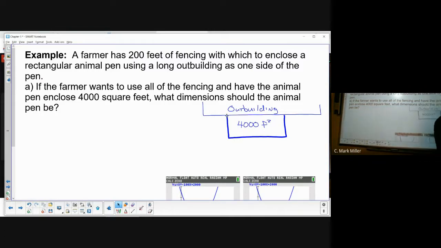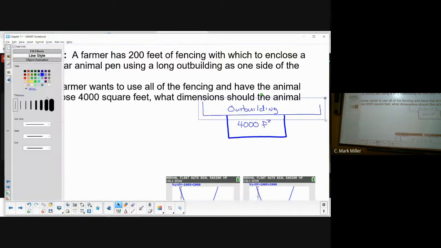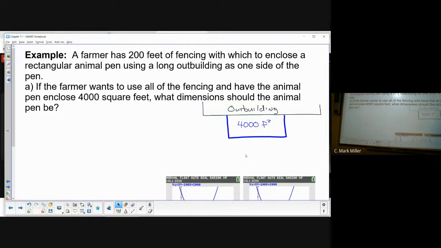Now, I should do this. So this right here, this bold part there, that's my fence, right? This building, I probably should have made it a different color. Let's see here. We can change things around. All right, there you go. So the blue is the fence. And so all of this has to sum to 200 feet, right?